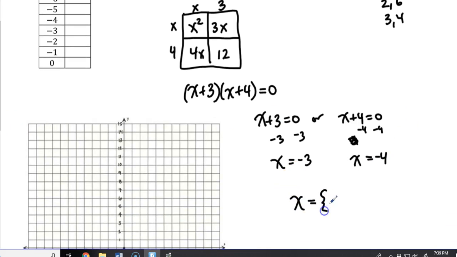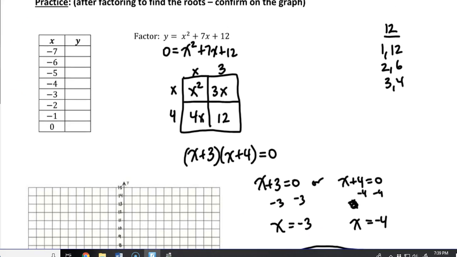I'll write the solution set. We can check by substituting. We're also going to check by graph. So if you had a graphing calculator, you could put this into the graphing calculator. You could also use Desmos. There's our table. You can see it kind of has a flat tire here right in the middle, right?